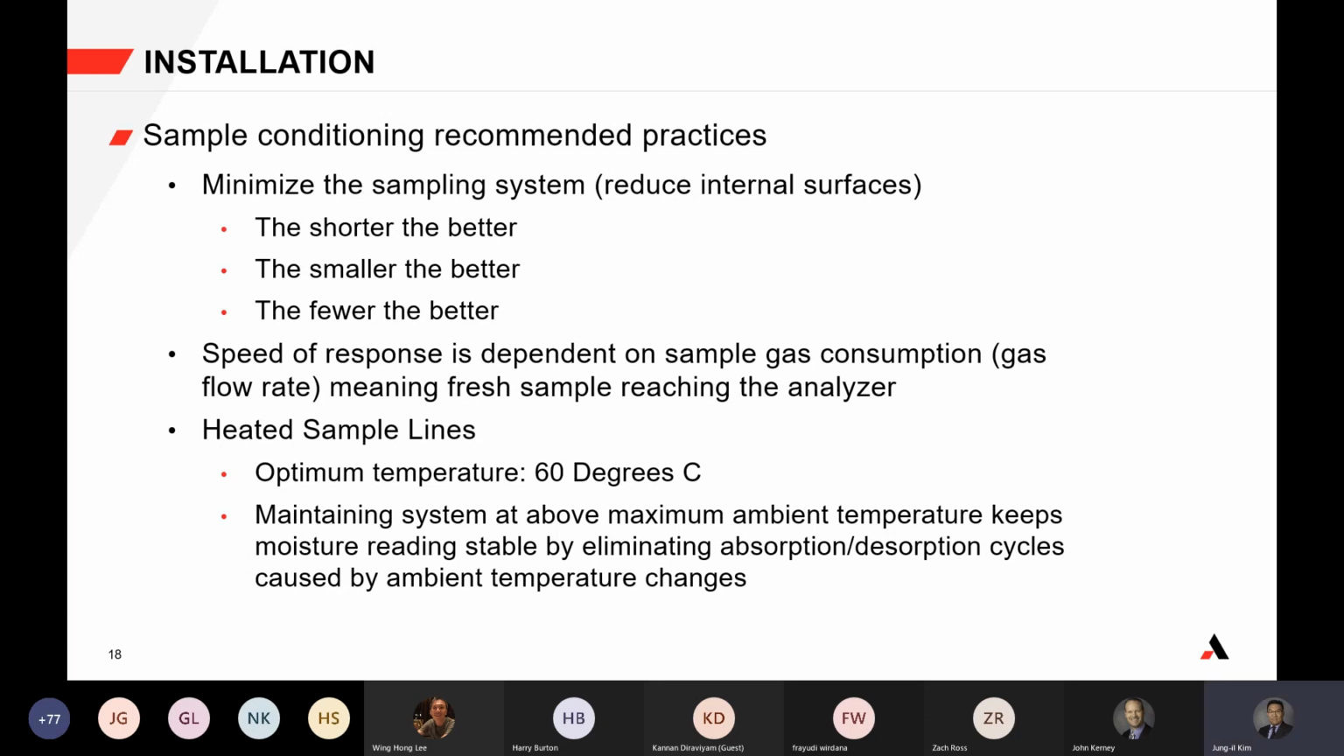Heated sample lines mean the sample gas is less susceptible to ambient temperatures, reducing the possibility of moisture sticking to the internal surfaces. Tests have shown that the optimum temperature to maintain for moisture is 60 degrees C. Any further increase is just wasted energy.